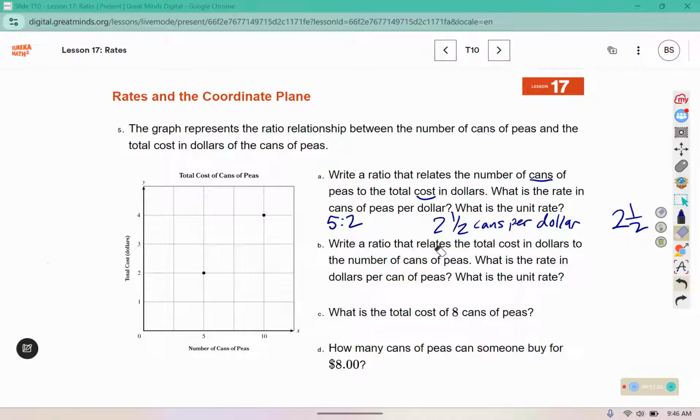In part B, we are writing the ratio that relates the cost to the cans. So the cost was 2 and the cans was 5. What is the rate in dollars per can? So this time we're dividing by 5. $2/5 per can. The unit rate would be 2/5. We could also change that to a decimal and it would be 0.4 or 40 cents per can.